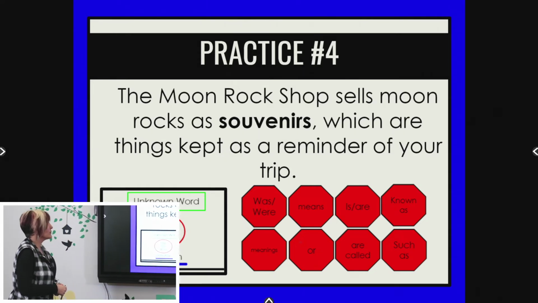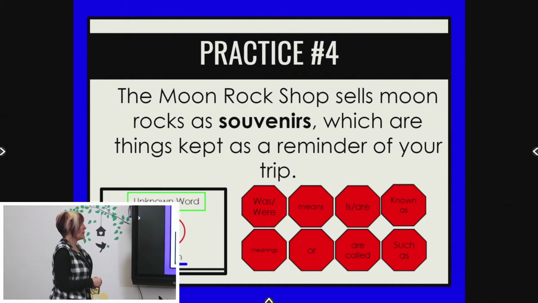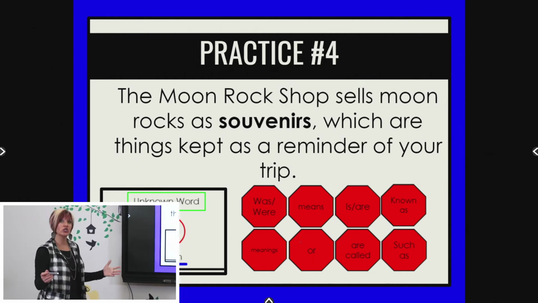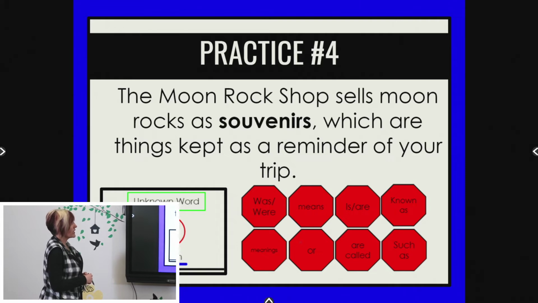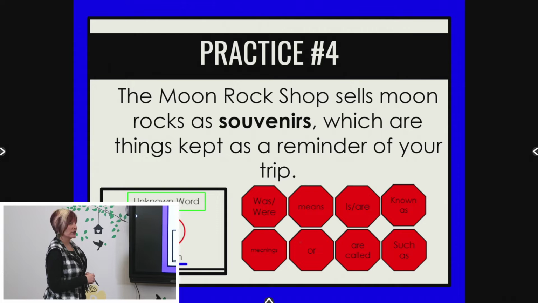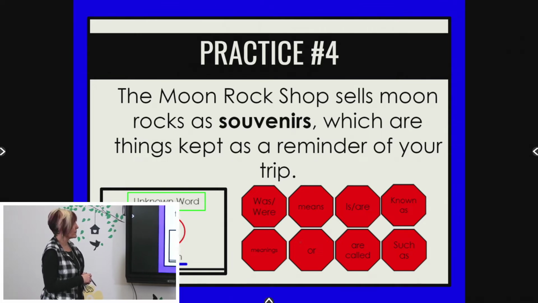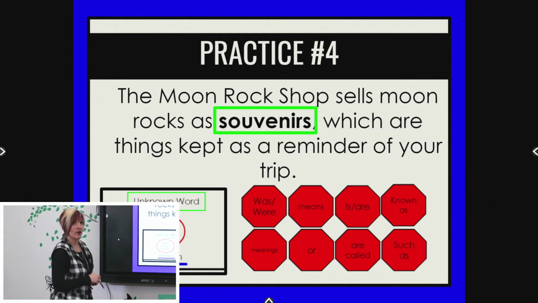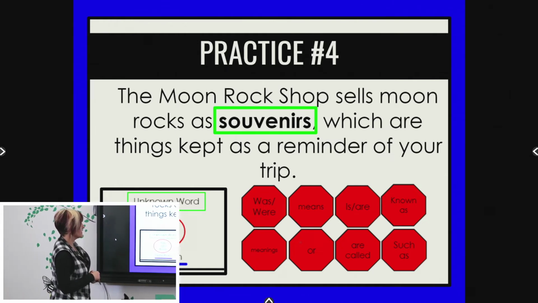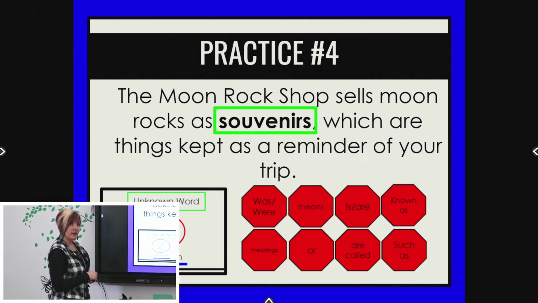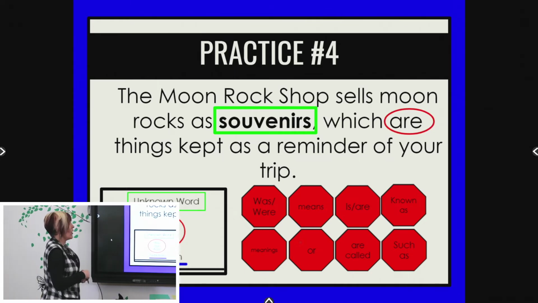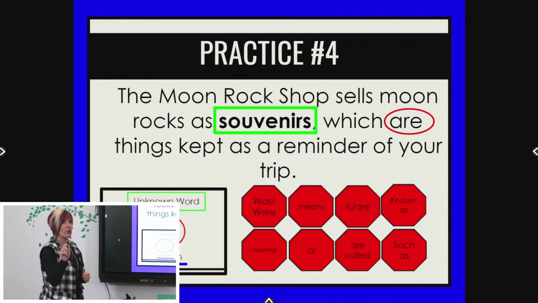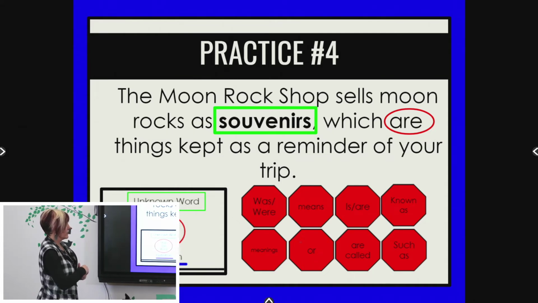Okay, practice number 4. The Moon Rock Shop sells moon rocks as souvenirs, which are things kept as a reminder of your trip. What's that unknown word? Souvenirs. That's kind of a hard word there to pronounce for some of us. What was that stop sign? Excellent job. R. So then what? What's our definition?